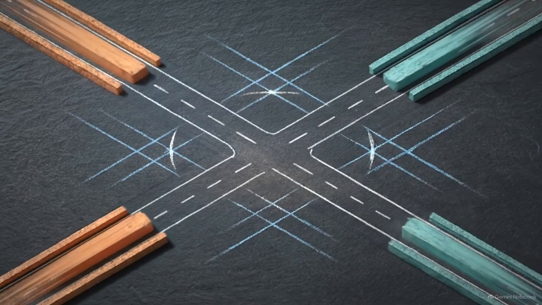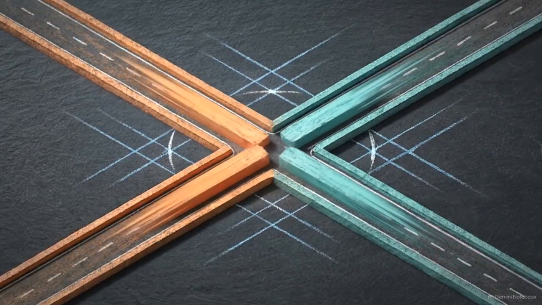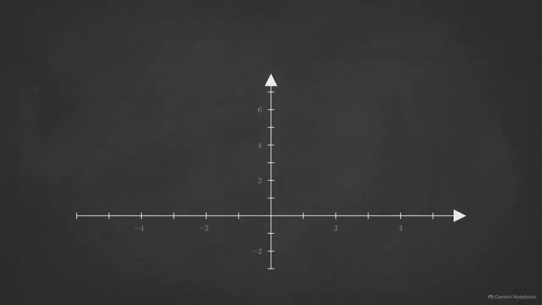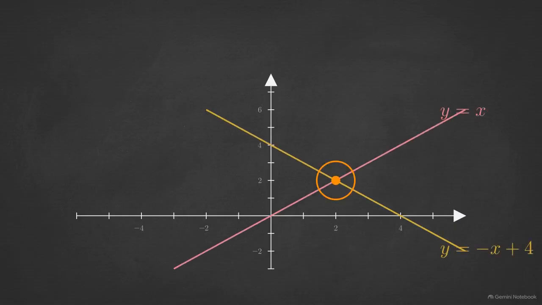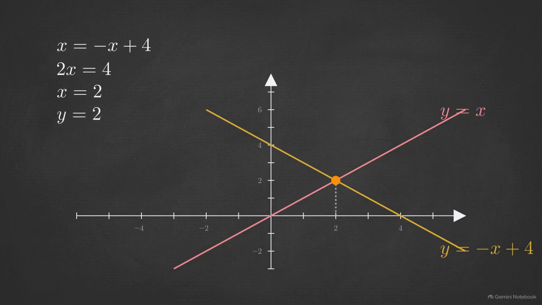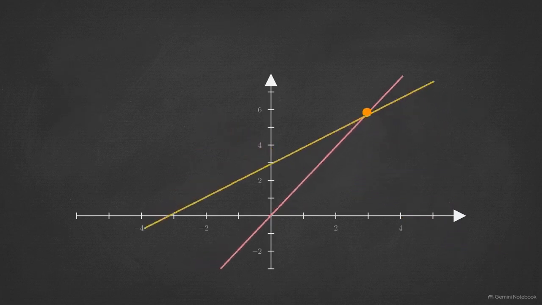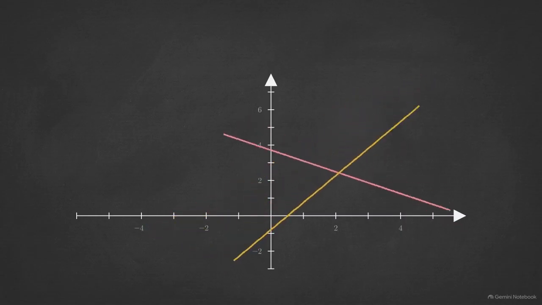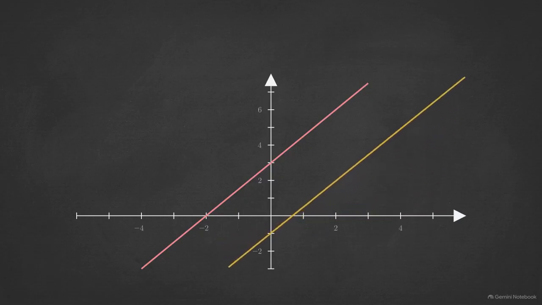We have our roads, but how do we find the exact coordinate where two different roads crash into each other? That crossing point is the only location on the map that obeys the rules of both roads at the same time. Since the y value is the same for both roads at that spot, we set the equations equal to each other. For y equals x and y equals negative x plus 4, we solve to find the crash point at 2, 2. We can repeat this for our other pairs of roads to find their unique crossroads.